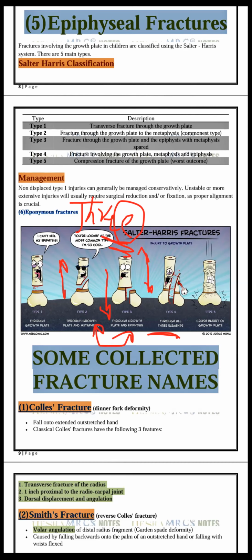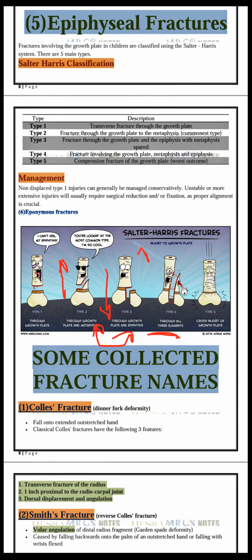Two important questions regarding this. First one is type 1 resembles type 5 and type 5 is the worst. Second question, type 2 is the commonest type, where there is a fracture through the metaphysis. Type 2 is the commonest type.